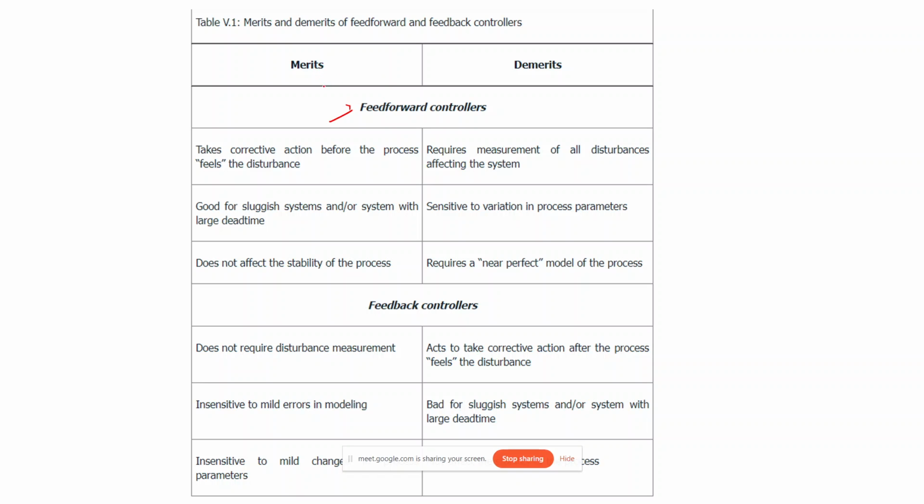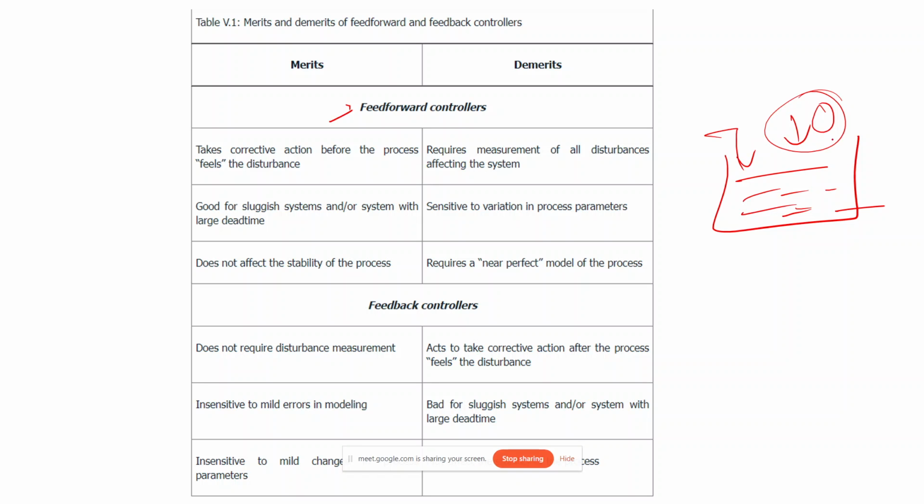So the advantages of it include that it takes corrective action before the process feels the disturbance. So let's say if I'm having a tank and a stone falls over here, then on the basis of whatever disturbance I'm providing to the system, it will change the manipulated input. So it will measure this disturbance and change the manipulated input. So this is good for sluggish or slow systems and systems with large dead time, and it doesn't affect the stability of the process.